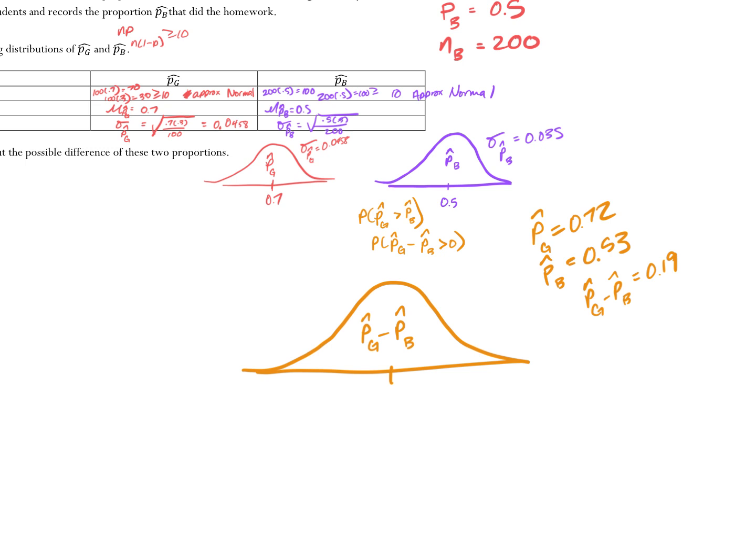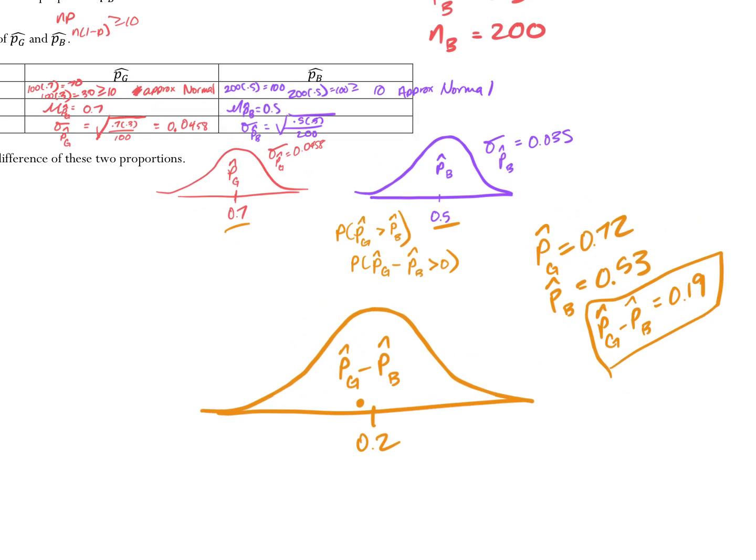Now, on average, what's the mean of those differences going to be? Well, they're both on average going to be 0.7 and 0.5, so their difference is going to be 0.2. And this one particular set of samples would be this value on the normal graph. Everybody good? All right. One of the more challenging questions I'm going to give you today.